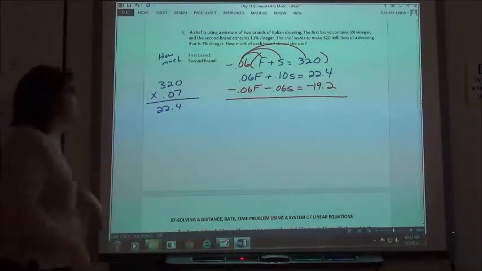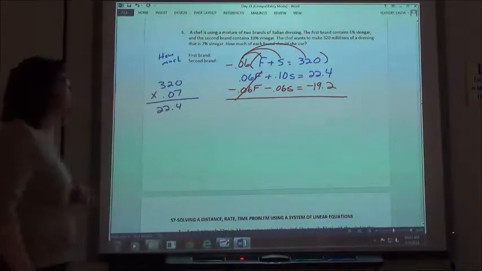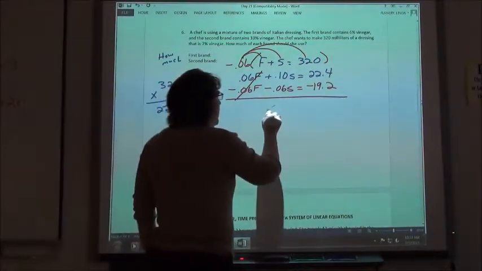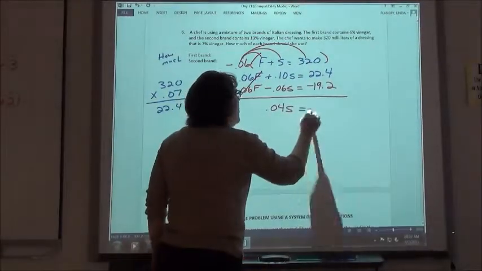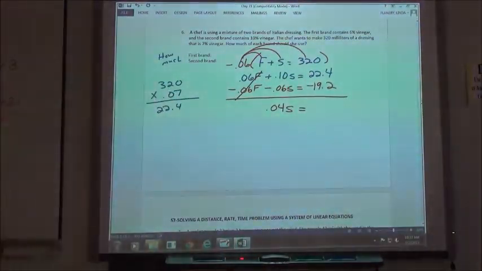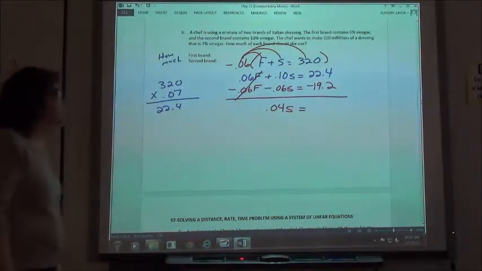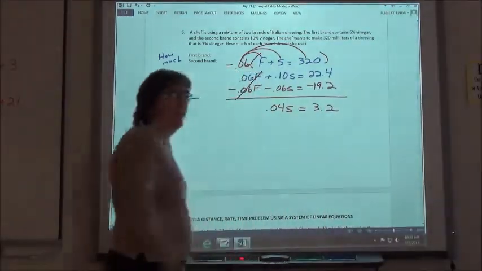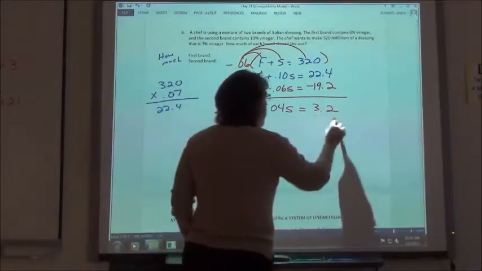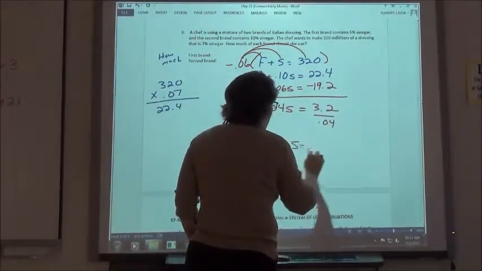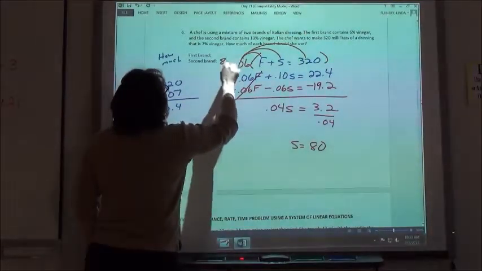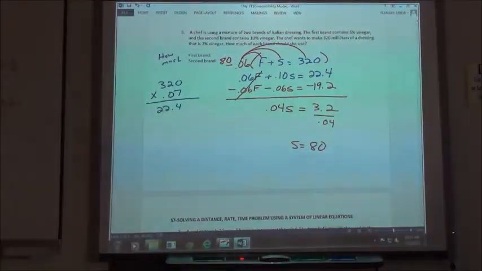So when we add our equations together, the F's cancel out. 10% minus 6% is 4%, so 0.04 S. 22.4 minus 19.2 is 3.2, and then we end up having to divide. S equals 80. So we had 80 milliliters of our second one. How are we going to find out how much of the first one we had?